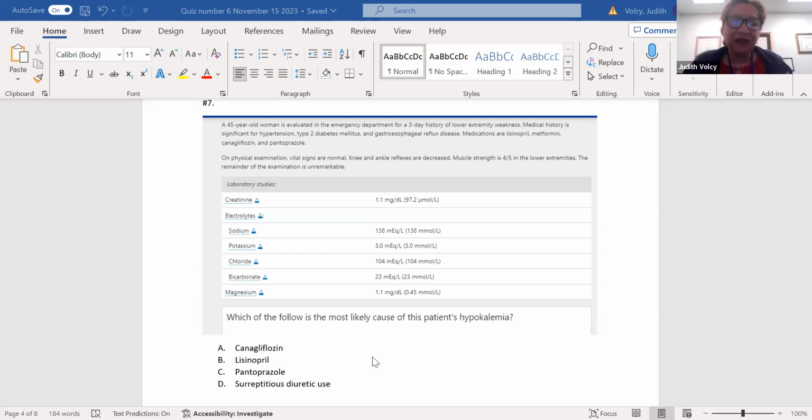So then you're left with A and C, canagliflozin and pantoprazole.